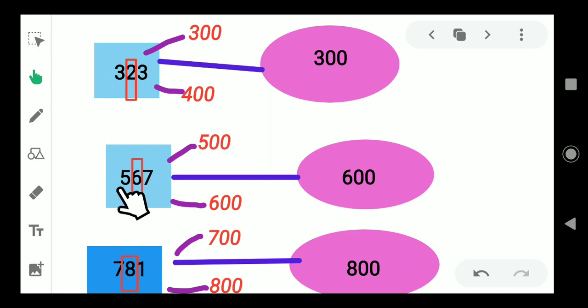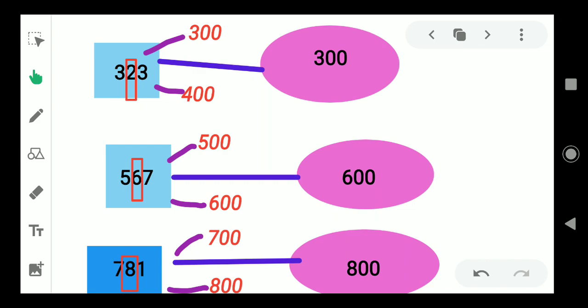Next number is 567. Which are the possibilities? The nearest hundreds multiples are 500 and 600. Always start with this digit's hundred. So these are the two possibilities. After the second step, to see the digit in the tens place, it is 6. If the number in the tens place is 5 or more than 5, we should round up. So the bigger number is selected. 600 is the answer.